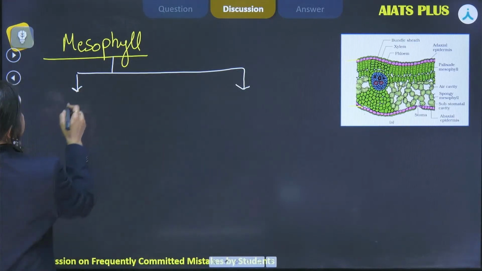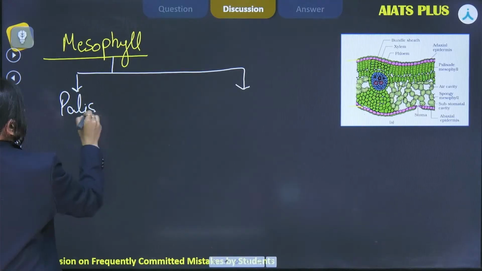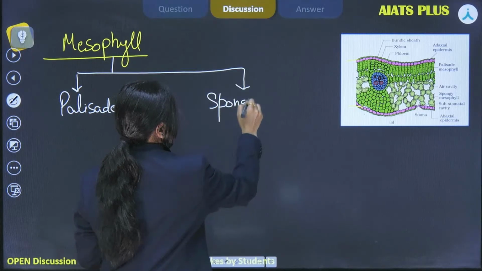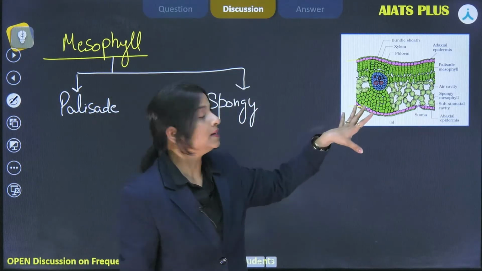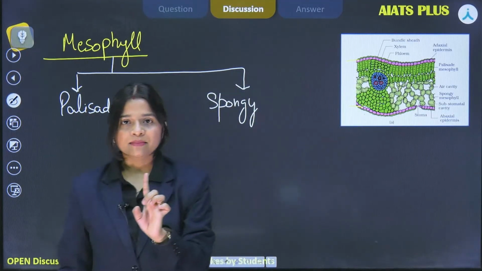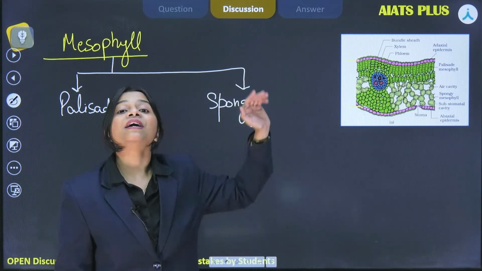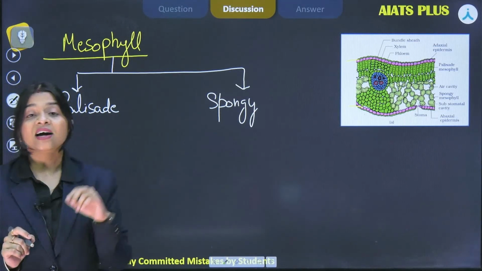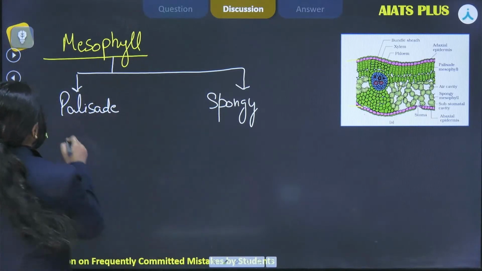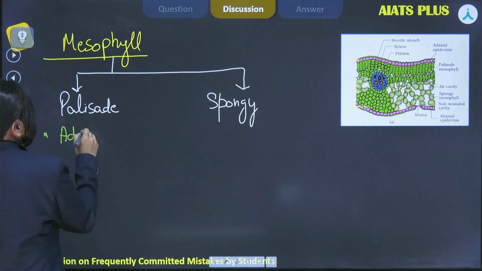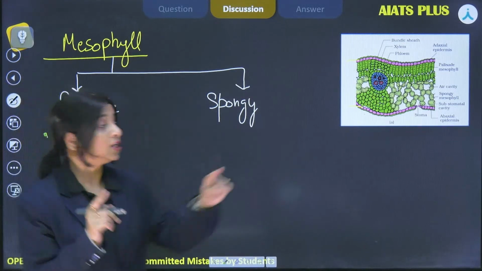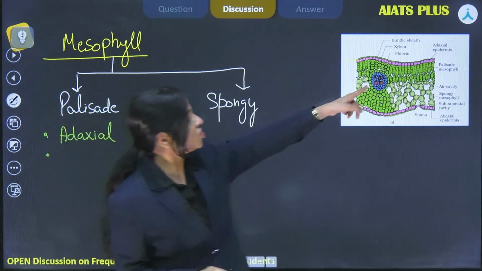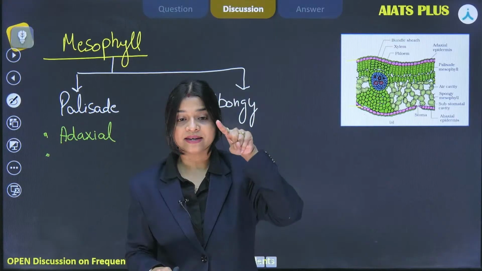So here we have the palisade parenchyma, and the other one is spongy parenchyma. इस डायग्राम में आप देख सकते हैं, right? The palisade parenchyma किस साइड प्रेजेंट है? ऊपर की तरफ प्रेजेंट है. ओके, सो ऊपर वाली साइड प्रेजेंट होने की वजह से it is adaxial in origin. So palisade parenchyma is adaxial. That means it is present towards the upper epidermis. Secondly, the cells. Now you can see the structure of these cells. The cells are elongated, right?